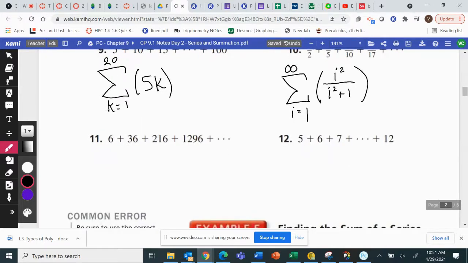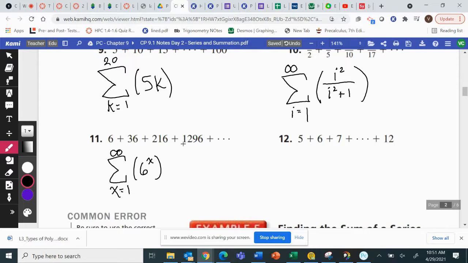For number 11, sigma, X equals 1 to infinity. And what formula, Sarah Nold, what formula did you have? So I'm going to put 6 to the x because I used x, but yeah, you got it.